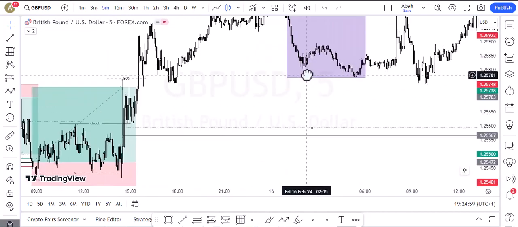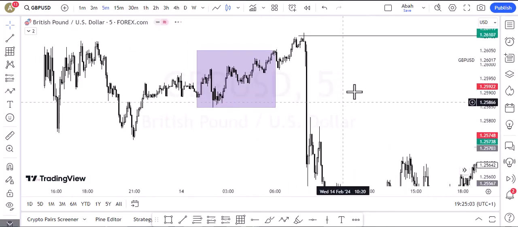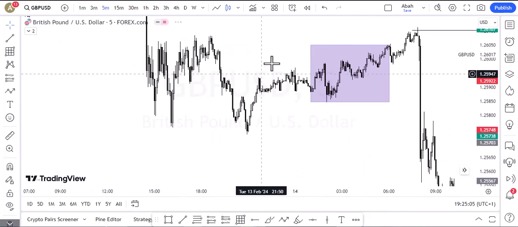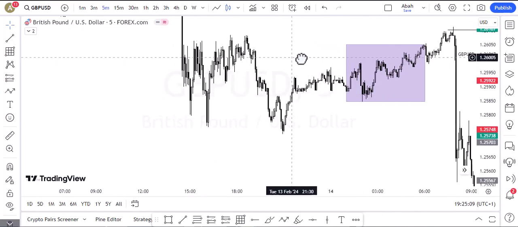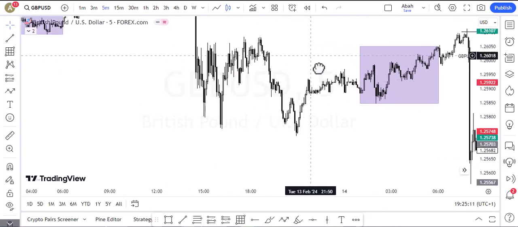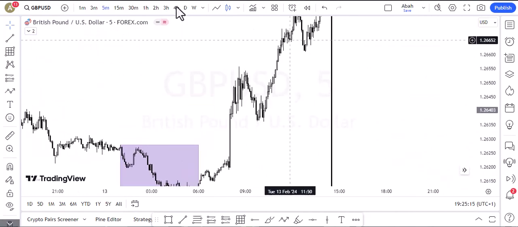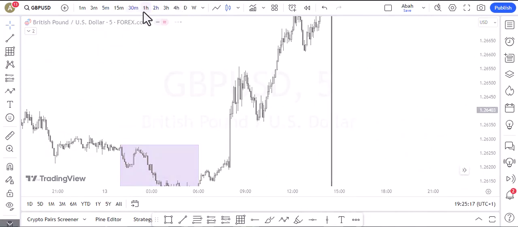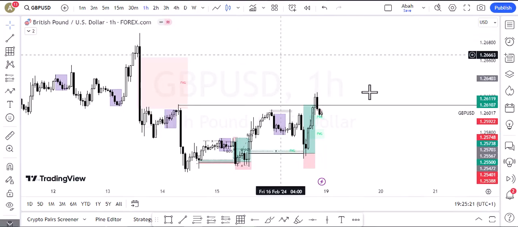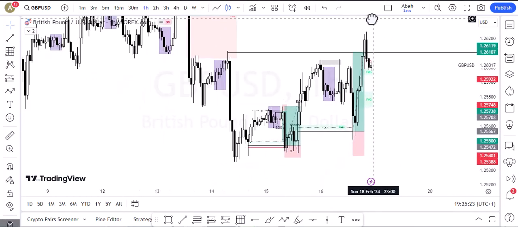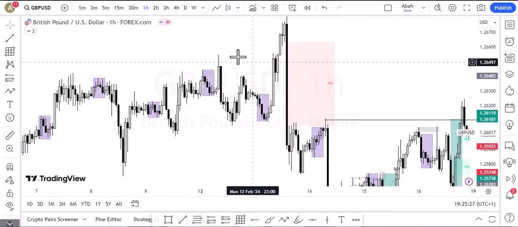Let's see if we can find other examples for this model 3. Let's see. Okay, this is the 5 minutes. Let's go to the 1 hour. Let's see if we can get another setup.